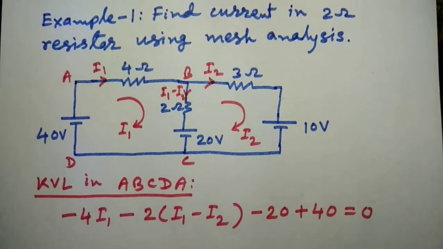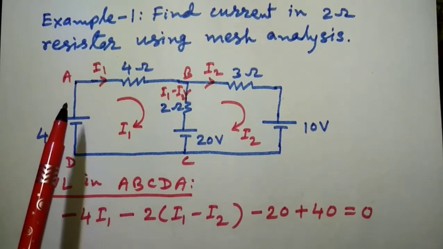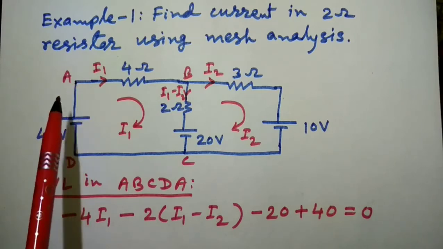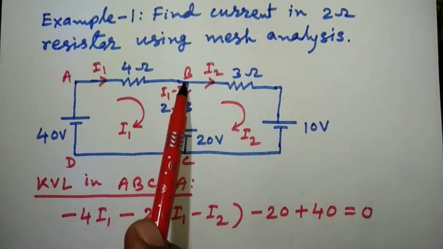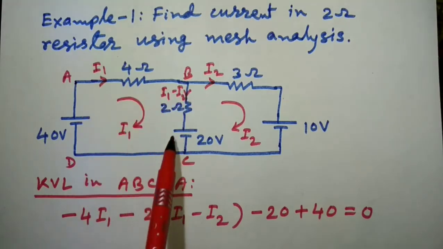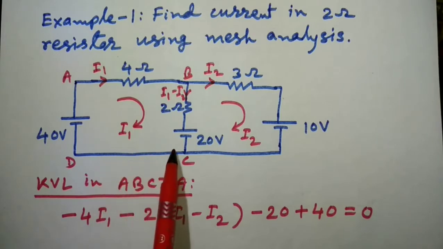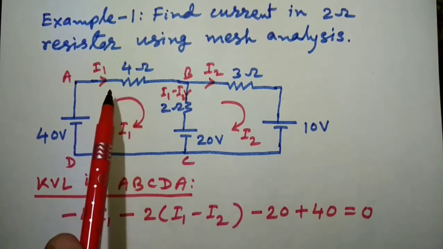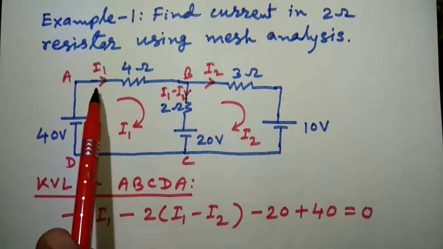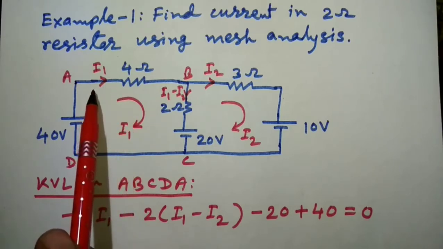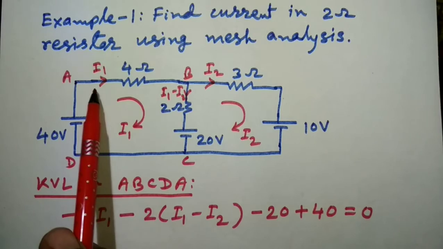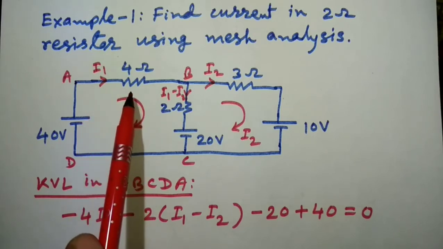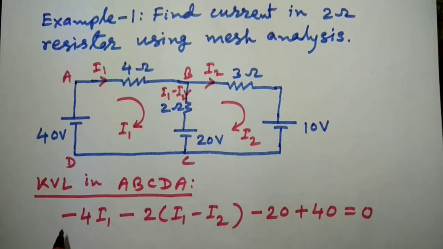Now in KVL, the concept is we have to apply KVL from a particular node, and find the potential difference across each branch in a particular direction, let's say clockwise, and end at the same node from where we started. Then we calculate the voltage drop across each branch. When a current flows through a resistance, as per Ohm's law a voltage drop occurs. According to the convention, in the direction of the current there is a loss in potential, so it is taken as negative. That is minus 4I1.